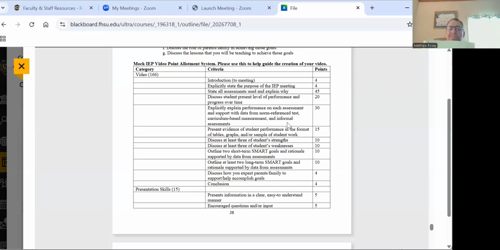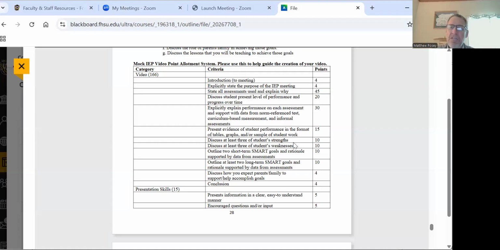Again, it's that visual representation to help that parent see the scores in graph or chart or table form. It helps them kind of connect the dots. Okay. So that's one way. Presenting evidence of student performance in the format of tables, charts, or graphs. Just talked about that.